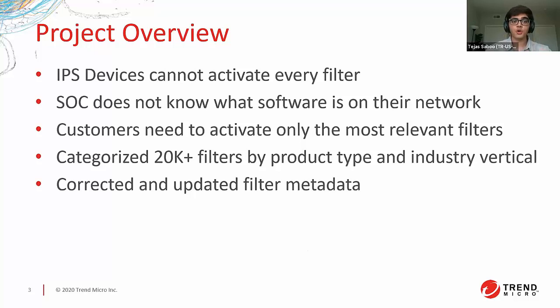Project overview. The IPS devices cannot activate every filter because this would significantly slow down our customers' network speeds. Additionally, the Customer Security Operations Center and network team often do not know what software is on their network, so this makes it a challenge for us when we're trying to decide which filters to activate for them. So it's very important for us to take a customer-focused approach to activate only the most relevant filters for each individual customer. We did this by categorizing over 20,000 filters by their product type and industry vertical. Along the process, we corrected and updated the filter metadata, specifically the vendor and product reference tags.